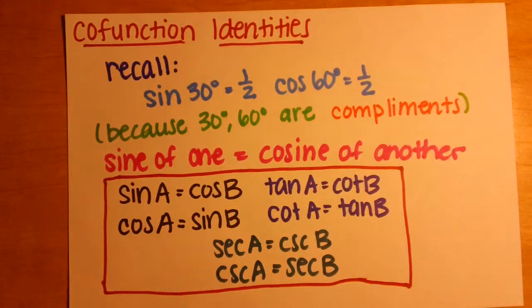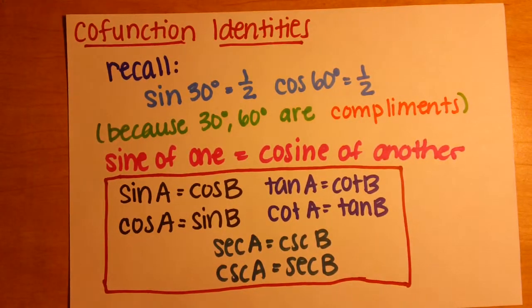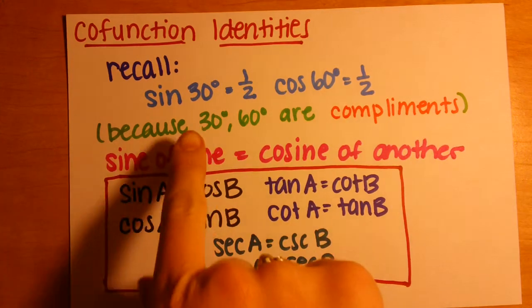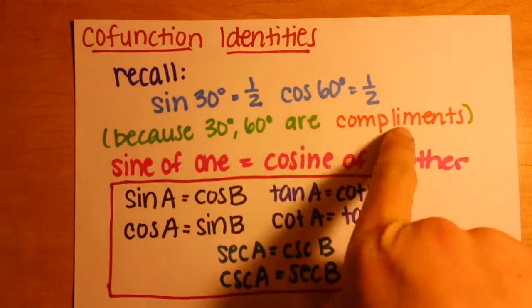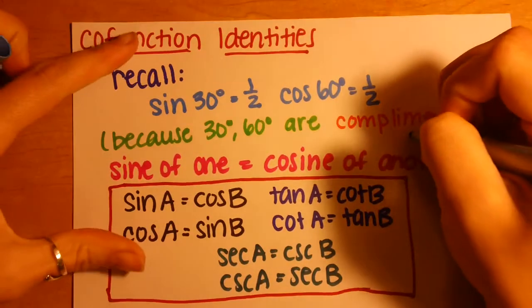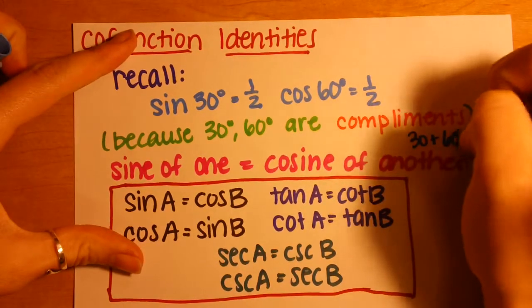Now, next, let's look at our cofunction identities. Our cofunction identities are coming from our unit circle again. We look at sine of 30, we know that's equal to 1/2, but we also know the cosine of 60 is 1/2. So these are cofunction identities because 30 degrees and 60 degrees are complements. They're complementary. 30 plus 60 equals 90.